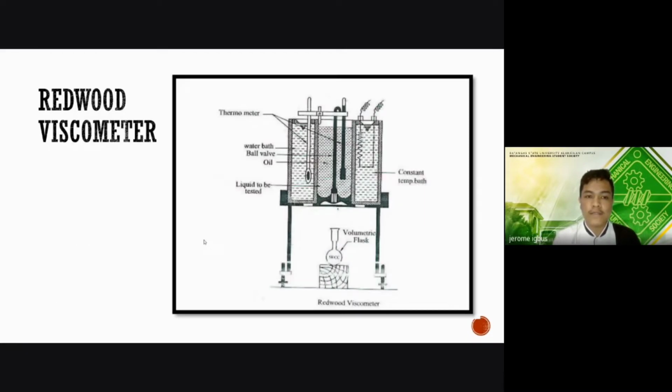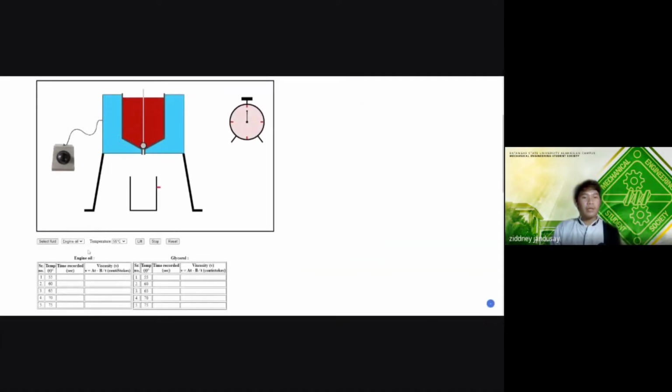For the parts of the Redwood viscometer, here is a diagram of a Redwood viscometer. We have thermometers, water ball valve, oil, and the liquid to be tested. There is a constant temperature bath because we will be changing the temperature of the fluid to be tested to establish the relationship between the temperature and the viscosity of the fluid. So now let us proceed to the virtual simulation.